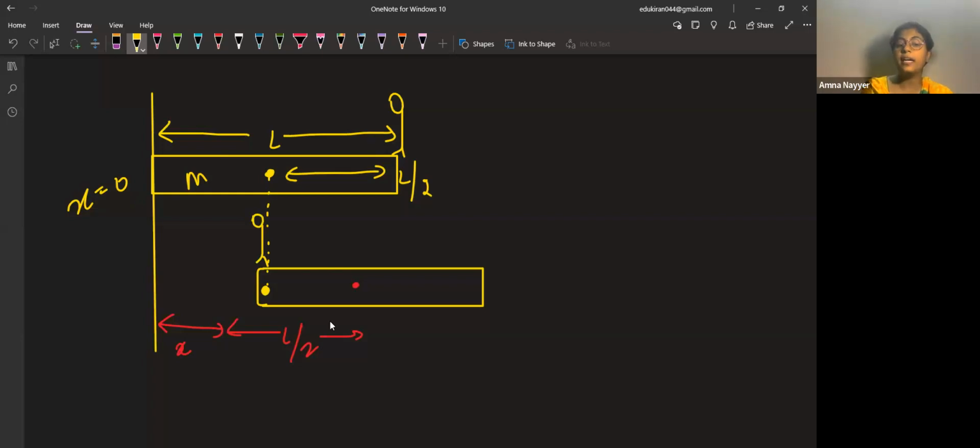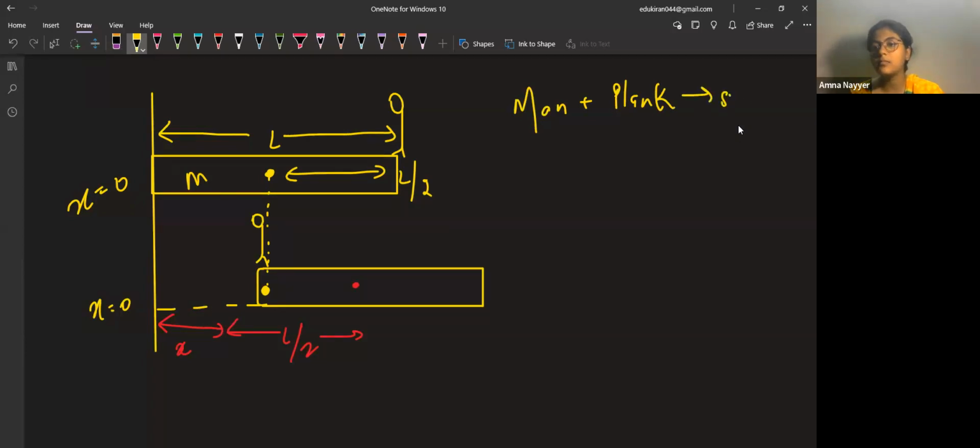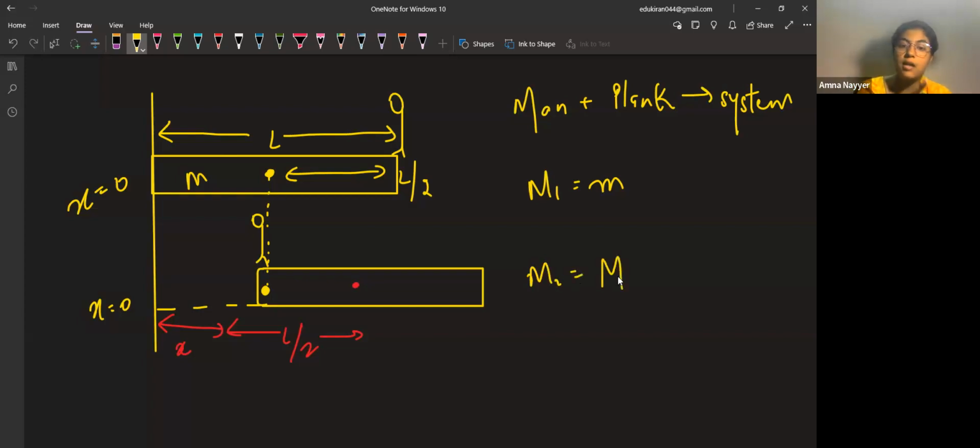So when we have to find the system's center of mass, this was x equal to 0. This is also still x equal to 0. But this separation, I have taken it as x. Now what is my system? Man plus plank. This is the system. All right. So what is m1? m1 is small m, that is the mass of the man. What is M2? M2 is capital M, that is the mass of the plank.